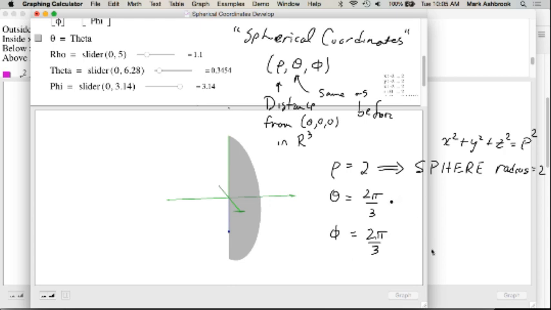All right, what about theta equals 2 pi over 3? All points where theta is 2 pi over 3. Wouldn't it be a half plane with a curved edge? Same as in cylindrical coordinates, because it's the same angle. So this is a half plane, a half plane in the direction 2 pi over 3.